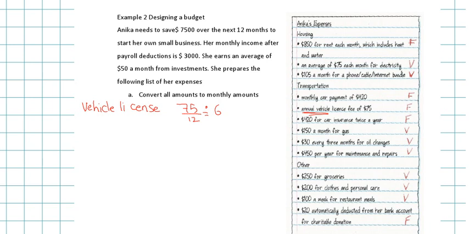Then she has $420 for car insurance twice a year. So she pays $420 twice a year. How much will it be monthly? Divide by 6, right? Divide by 6 because this is twice a year, so that means she pays every 6 months. If I want to know every month, divide by 6.